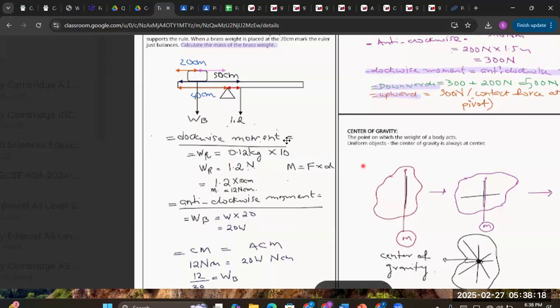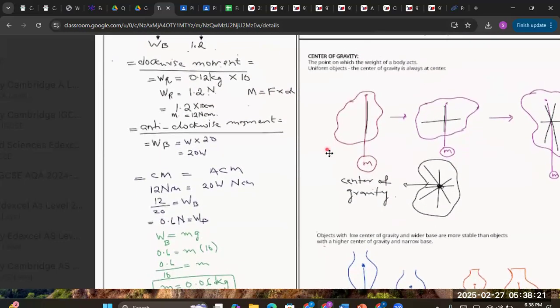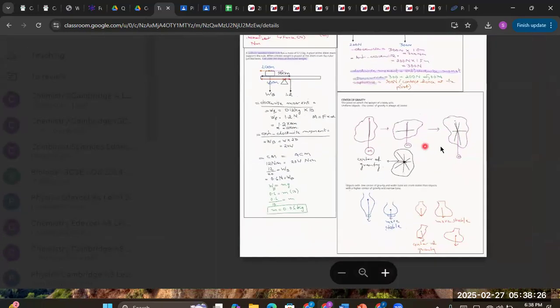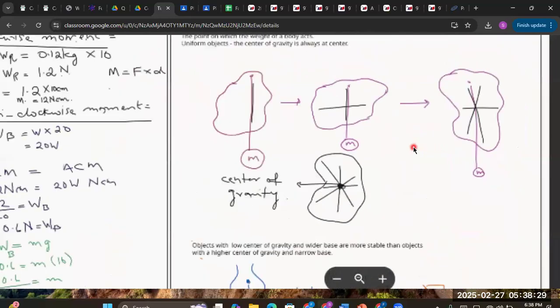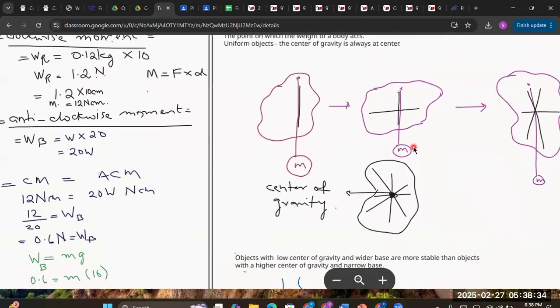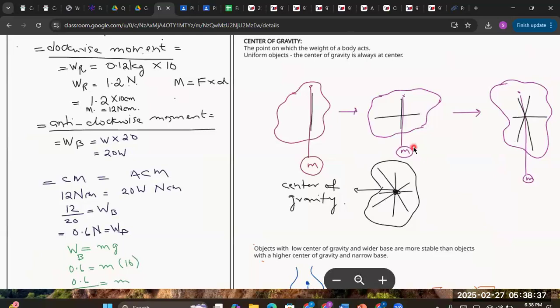No. Now, when we talk about the center of gravity, you probably do know this because this is a simple concept. I told you that the center of gravity is usually at the center, right? That's what I just told you. I told you that the mass always acts at the center. So center of gravity is the point on which the weight of the body acts. The point on which the weight of the body acts is your center of gravity.